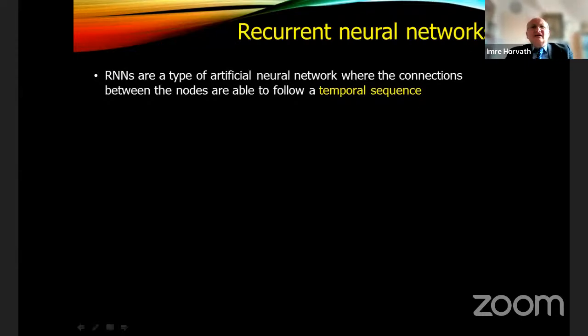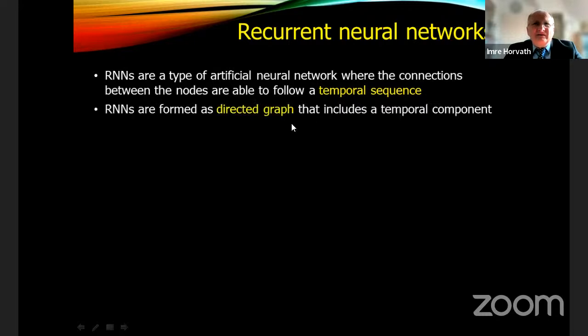And this is what the recurrent neural network allows us to manage, namely certain kinds of temporal sequences in input information. And the recurrent neural networks are a type of artificial neural network where the connections between the nodes are able to follow a particular temporal sequence and adapt the learning procedure to that.